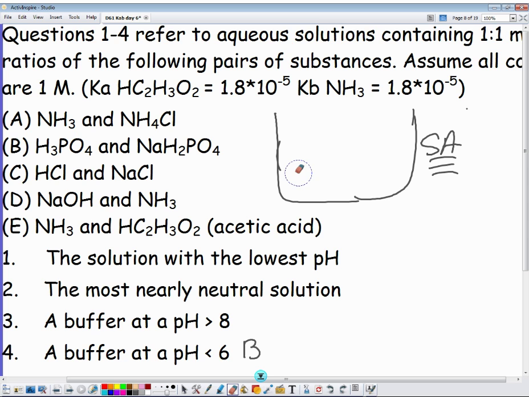It's got a strong base. So it's got NaOH. I get to eliminate the Na part. And what else does it have in it? A weak base. Okay, can I show you something? And I hope it sticks. You've got a strong base and a weak base.